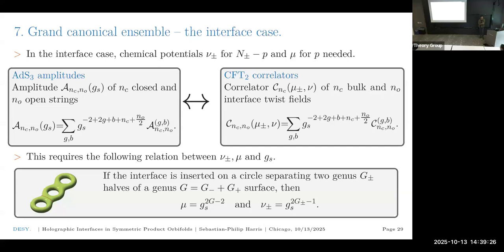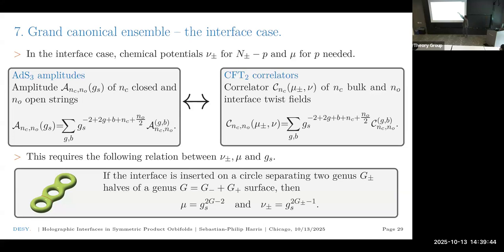Sorry, maybe again I missed it. Nu plus and minus are related to mu plus and minus in which way? Again? Nu plus minus? They are different from mu plus minus, right? So I introduced nu plus minus as chemical potentials for n plus minus p.